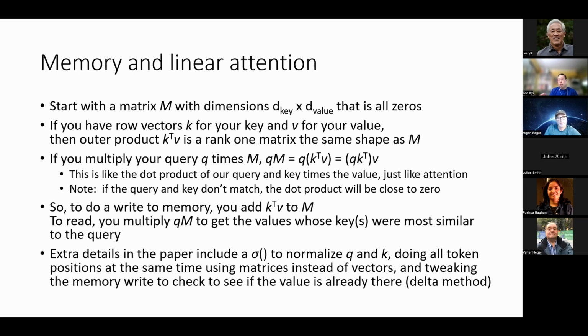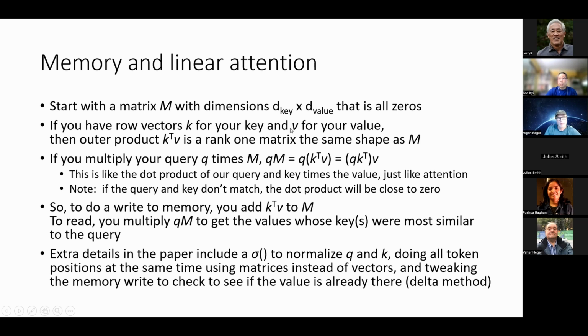So then the question is, how do you store information in a two-dimensional array, a matrix of numbers? What we're going to do is access things by rows and columns. So we're going to start with a matrix. We'll call our memory matrix M, with dimensions d_key by d_value, and it's all zeros. Now, traditionally in transformers, d_key and d_value are the same. They don't have to be, but traditionally they are.